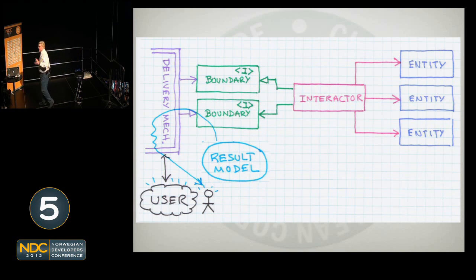Now, this is not rocket science. It's fairly simple. What's very interesting about it is look at the direction of the dependencies coming out of the delivery.